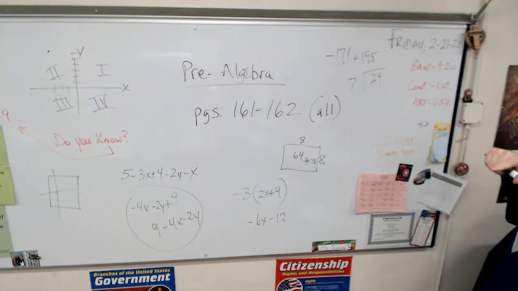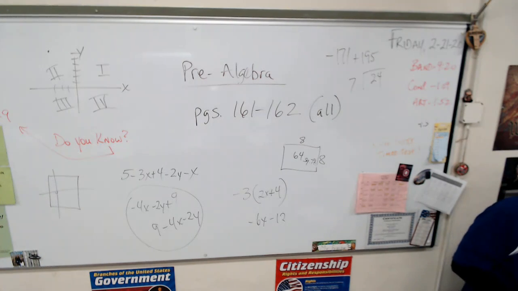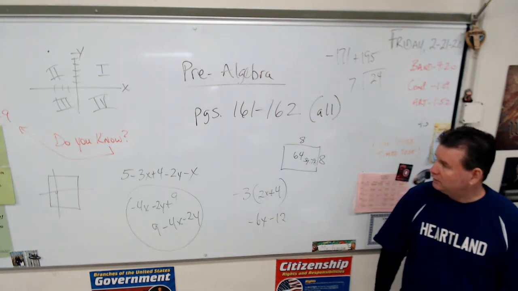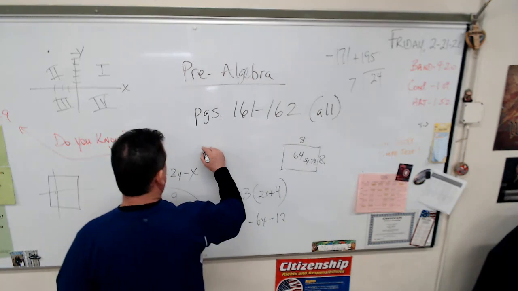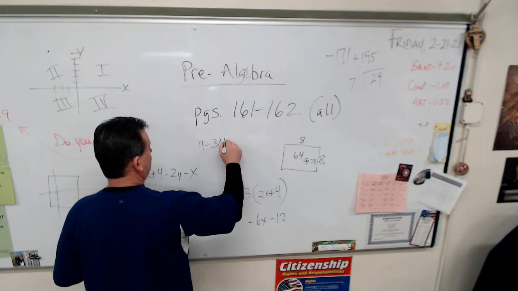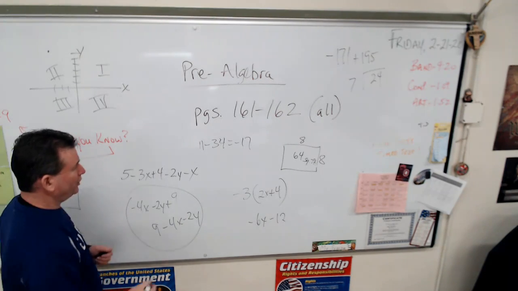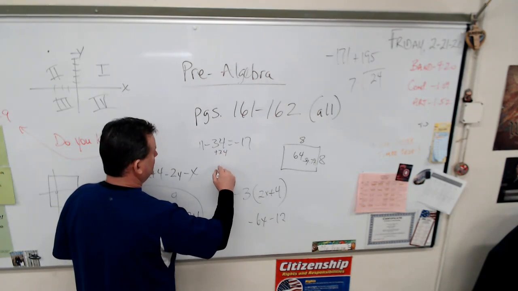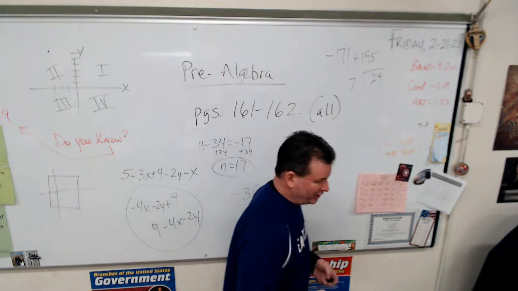The value of n in that equation. It's easy. N minus 34 equals -17. Right here in the middle. How do I get rid of the -34? Add 34. Does n not equal 17?